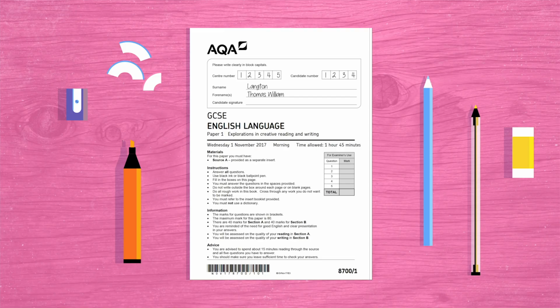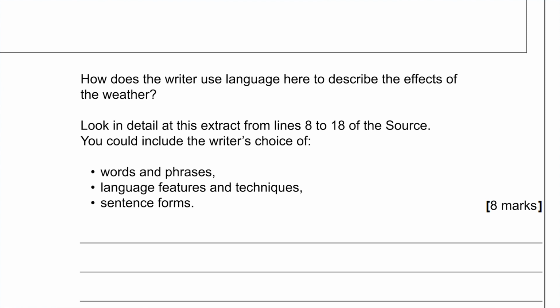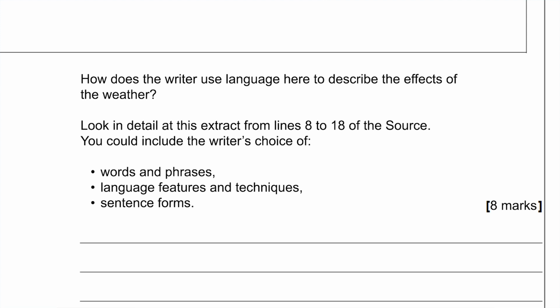In the rest of the video, we'll look at how to approach the question, what to look for, and how best to write your answers. The clue about how to answer this question is usually in the question itself and how it's been phrased. In this case, the question we're going to tackle is, how does the writer use language here to describe the effects of the weather? And we're told to look in lines 8 to 18 of the source. You're also going to be given a few bullet points which appear after the question. They'll tell you to include the writer's choice of words and phrases, language features and techniques, and sentence forms.